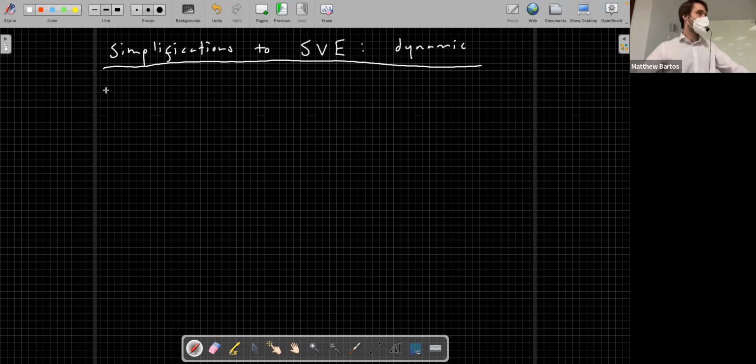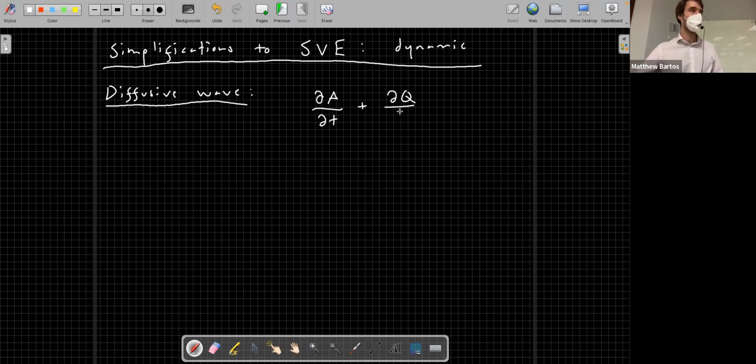The first simplification we're interested in is called the diffusive wave. Okay, so remember our Saint-Venant equations, they're sometimes called dynamic wave. That's what they'll be called in SWIM, for instance. But the first simplification we can apply is the so-called diffusive wave. Okay, so what we have here is the continuity equation will stay the same. So we have dA over dt plus dq over dx is equal to the lateral overflow.